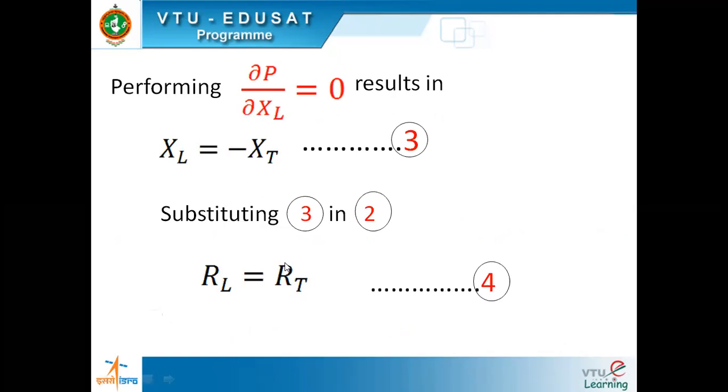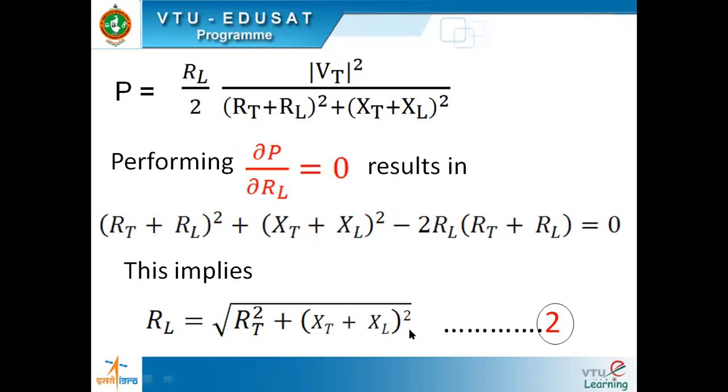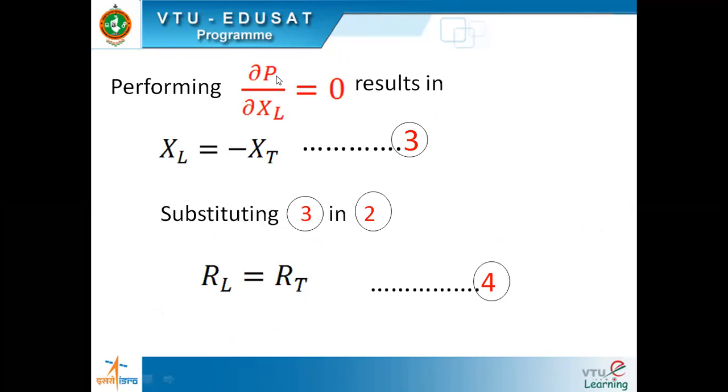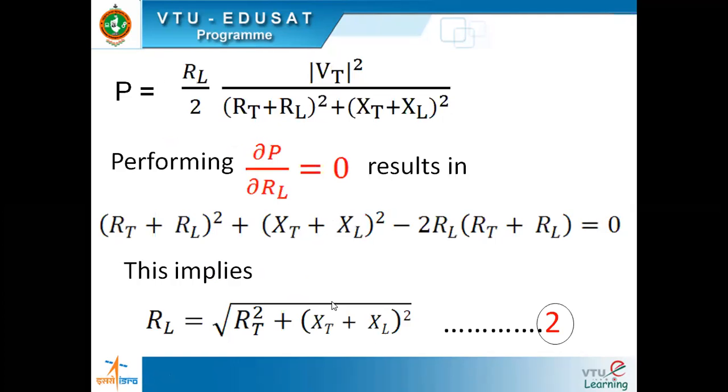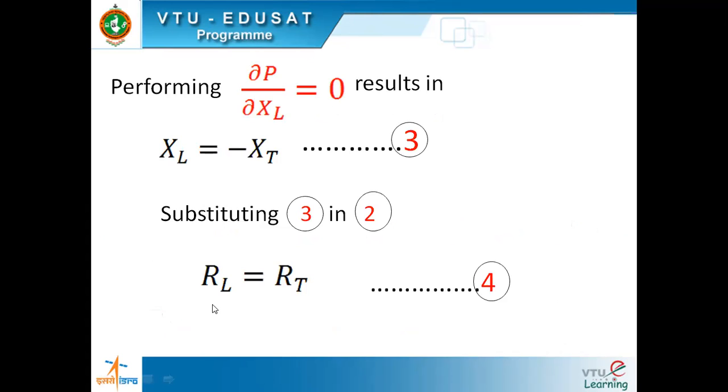Everybody understand that? So equation number 3, if substituted in equation number 2, says that when P is maximum by varying XL, XL has to be equal to minus XT. That means plus XT minus XT get cancelled. So this becomes 0. You will be left with RL equal to square root of RT square, and that gives you RL equal to RT. This is one condition. What is that? The load resistance should be equal to the Thevenin's resistance.